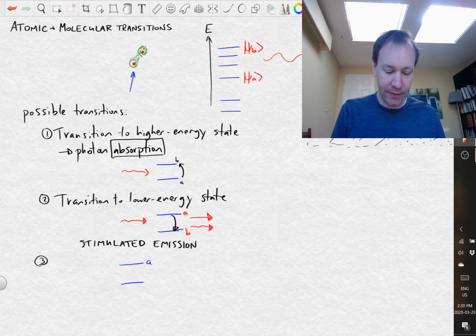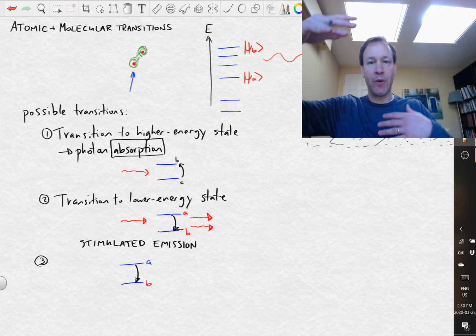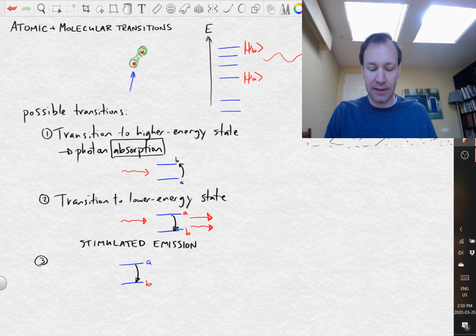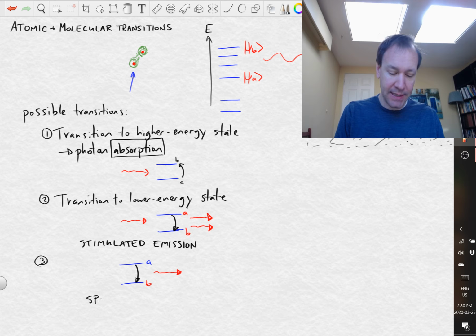So we can have, that looks like this, where you have your state A, some lower energy state B, and then the atom or the molecule makes a transition down to this lower energy state, and you emit a photon. And so that one is called spontaneous emission.